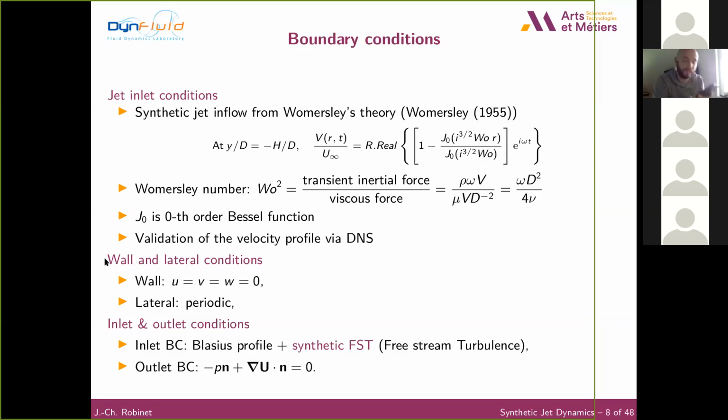For the other boundary conditions, I use wall and lateral conditions. At the wall, the velocity components are 0. The lateral is periodic. At the inlet, I use Blasius, and for the last part of my talk, synthetic free-stream turbulence, and at the outlet, I use this relation.